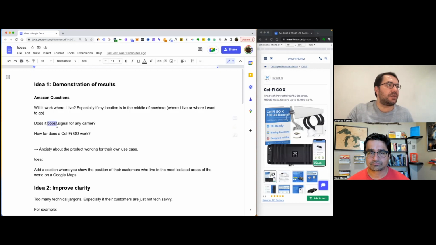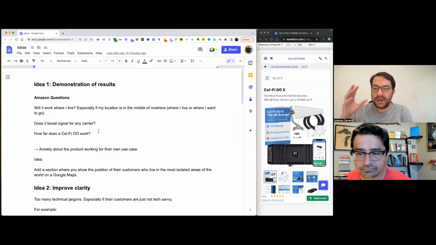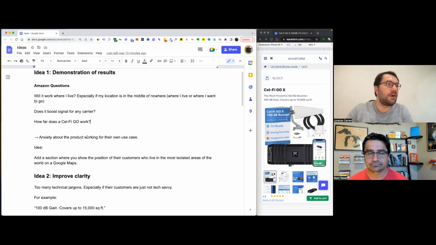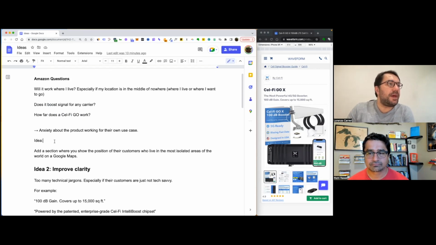Then the other one was, does it boost signal for any carrier? Which I thought was interesting because it depends on the type of carrier you have. And then how far does the product work, right? If I'm maybe living in a big house or something, how far does the product go?